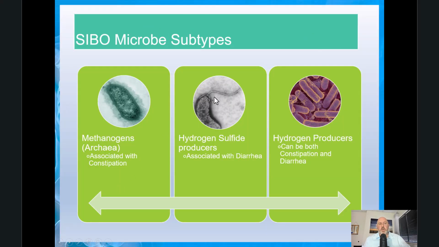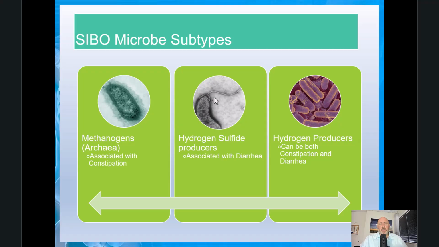There are three types of intestinal microbial overgrowth to consider. Methane-related overgrowth, otherwise known as intestinal methane overgrowth. Hydrogen sulfide overgrowth, which is H2S, and hydrogen overgrowth, which is hydrogen positive SIBO. So each of these seem to have a certain feature or flavor to them. Intestinal methane overgrowth tends to be constipation related.